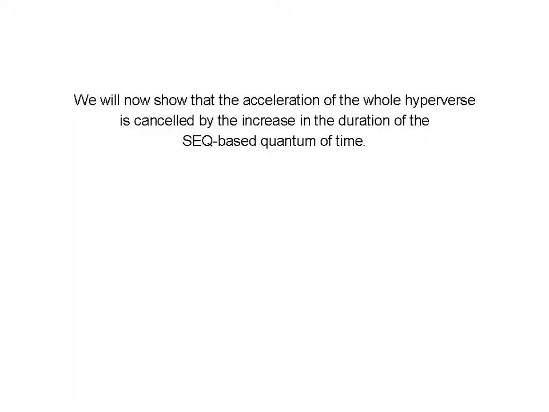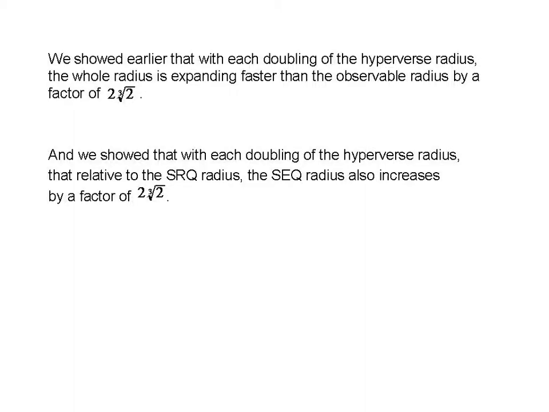We will now show that the acceleration of the whole hyperverse is canceled by the increase in the duration of the SEQ-based quantum of time. We showed earlier that with each doubling of the hyperverse radius, the whole radius is expanding faster than the observable radius by a factor of 2 times the cube root of 2. And we showed that with each doubling of the hyperverse radius, relative to the SRQ radius, the SEQ radius also increases by a factor of 2 times the cube root of 2.